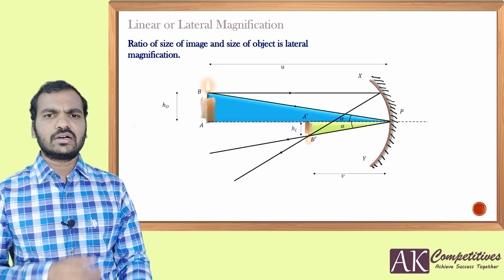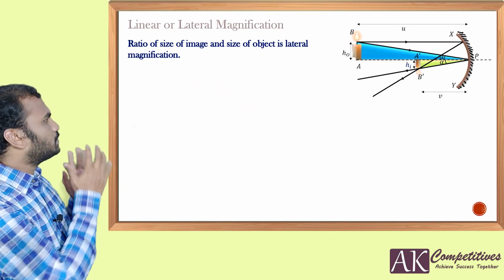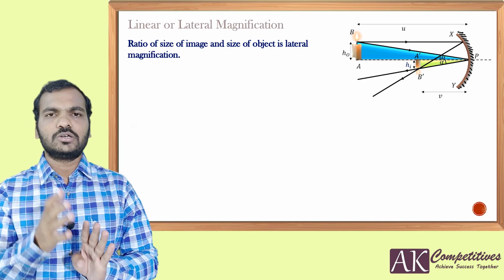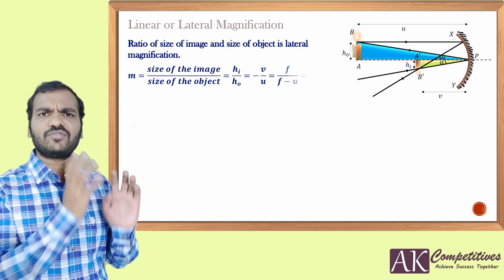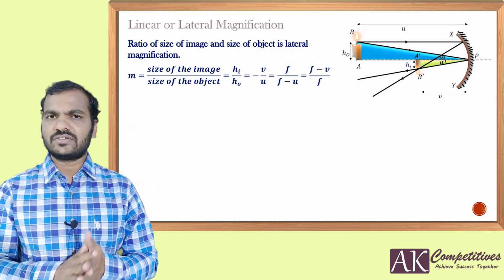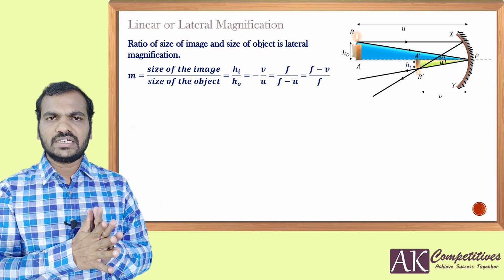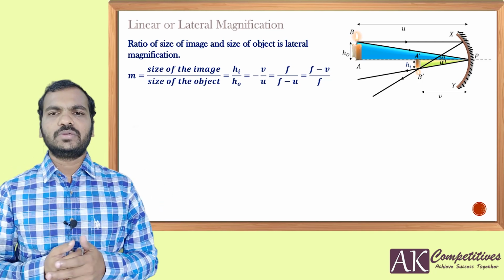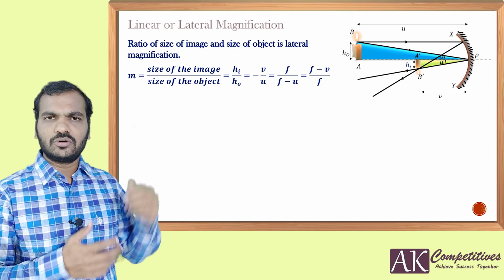Okay, so let us keep this diagram on the other side, and then we'll try to derive what is going to be lateral or linear magnification. Now here, first see the formula. Magnification is represented with the symbol M, and this is going to be the size of the image by the size of the object, where hi is the height of the image and h0 is the height of the object, and that ratio we are going to take.